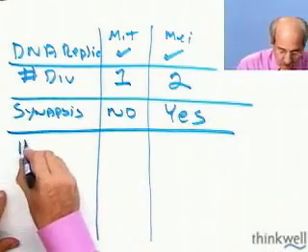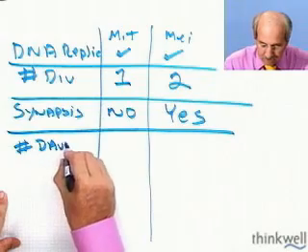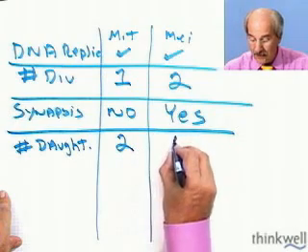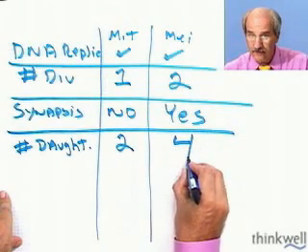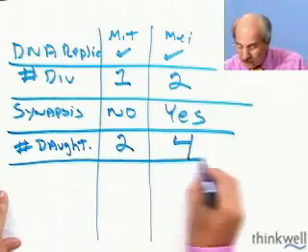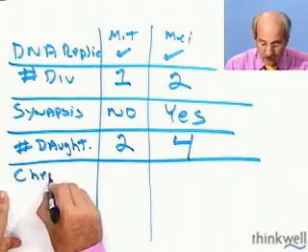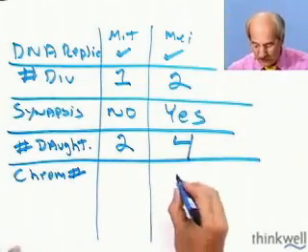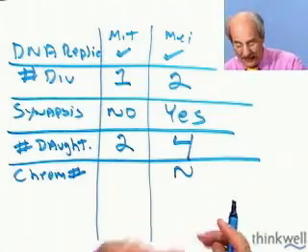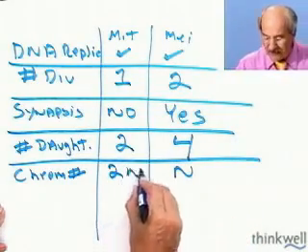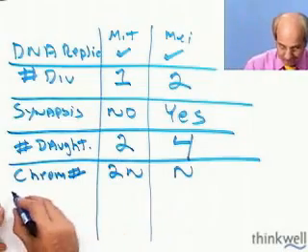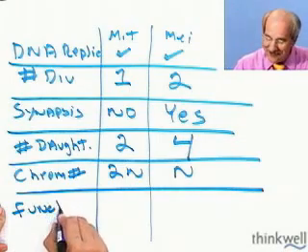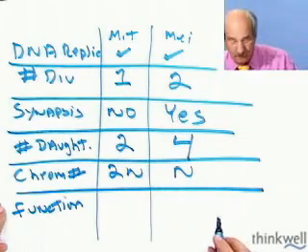The number of daughter cells. Mitosis, 2. Meiosis, 4. But what about the chromosome number? The chromosome number, I'm going to use N's and 2N's here. In meiosis, we have the haploid number, N, but in mitosis, we have the same number as the parent cell, 2N. And last but not least, last but definitely not least, function.